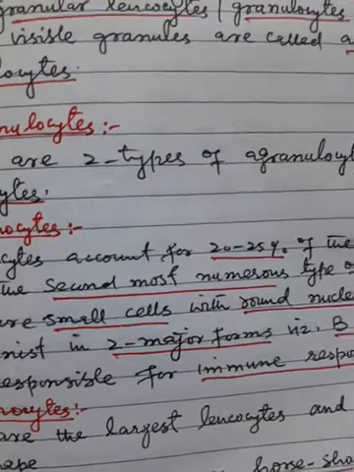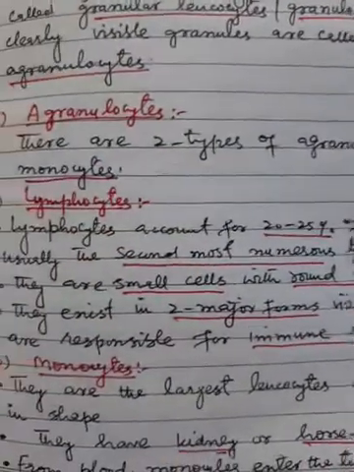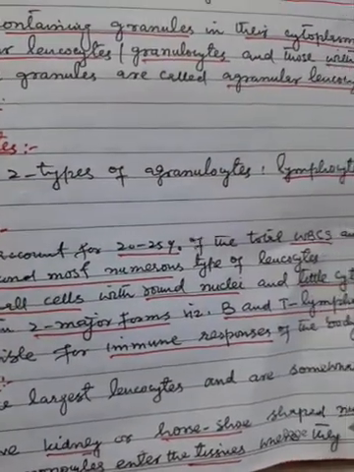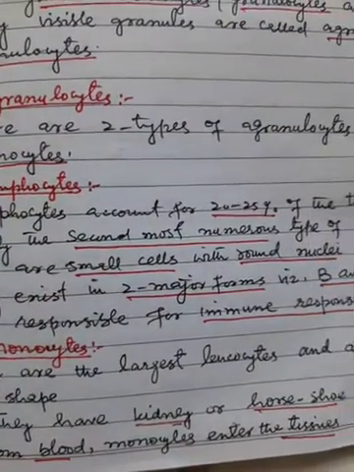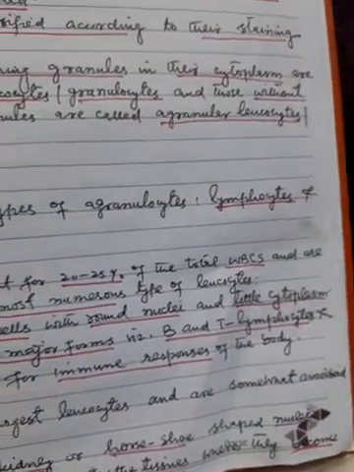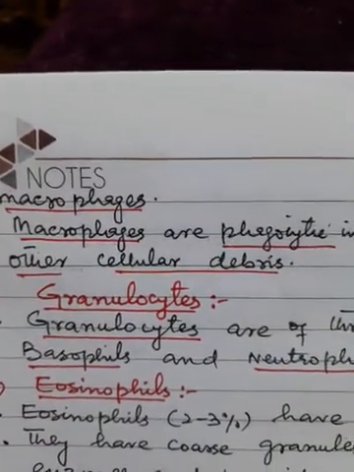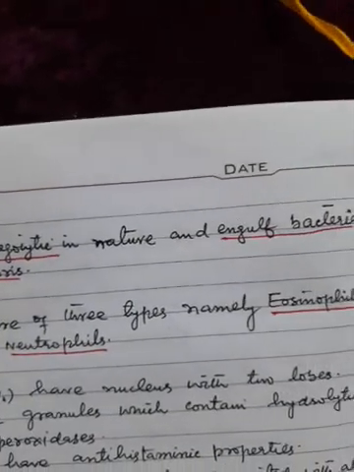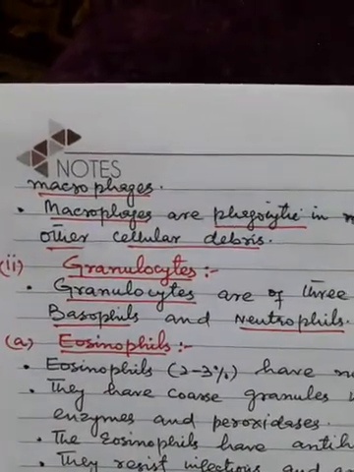Now, the other type of agranulocytes, that is monocytes. They are the largest leukocytes and are somewhat amoeboid in shape. They have a kidney or horseshoe shaped nucleus. From blood, monocytes enter the tissues where they become macrophages. Macrophages are phagocytic in nature and engulf bacteria and other cellular debris.